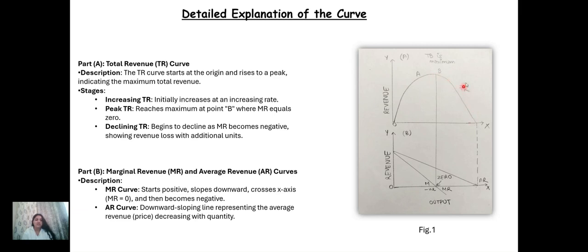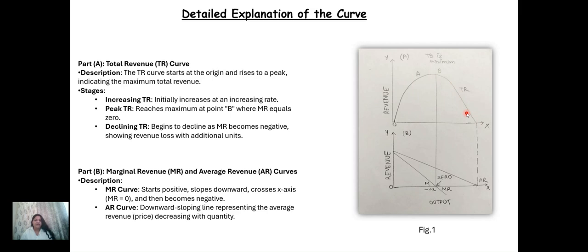This curve is called TR, total revenue, and it peaks when TR is maximum. The total revenue curve explains that it initially increases at an increasing rate and peaks at point B. Point B expresses where MR equals 0. And when it is declining, MR becomes negative, which shows revenue loss with additional units.